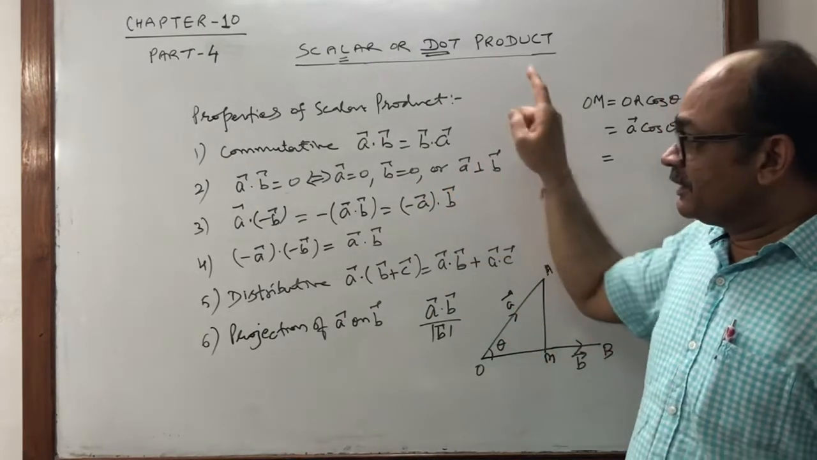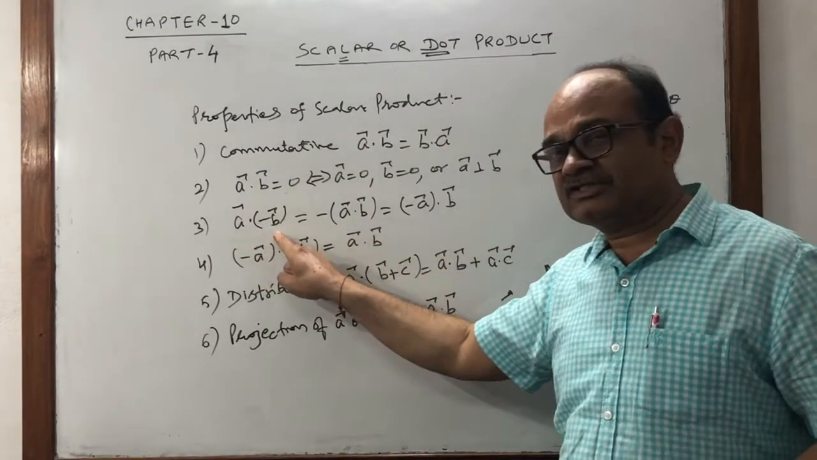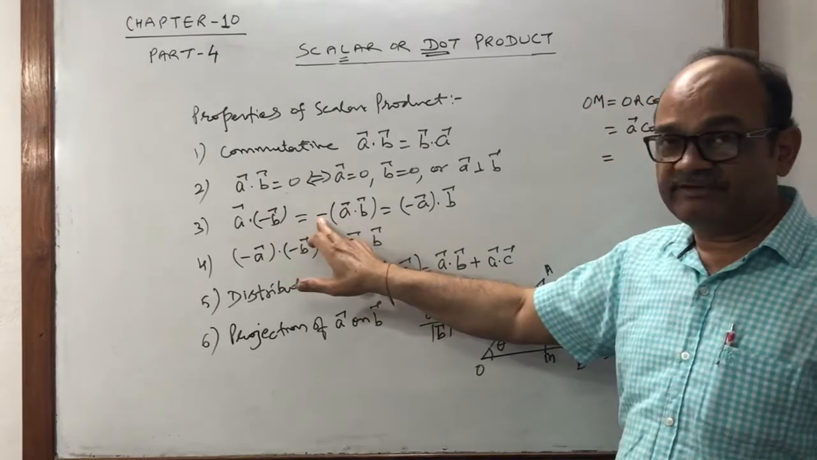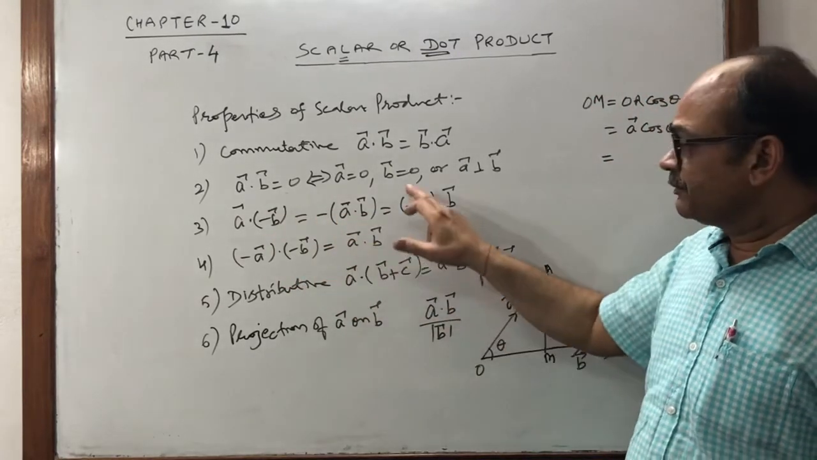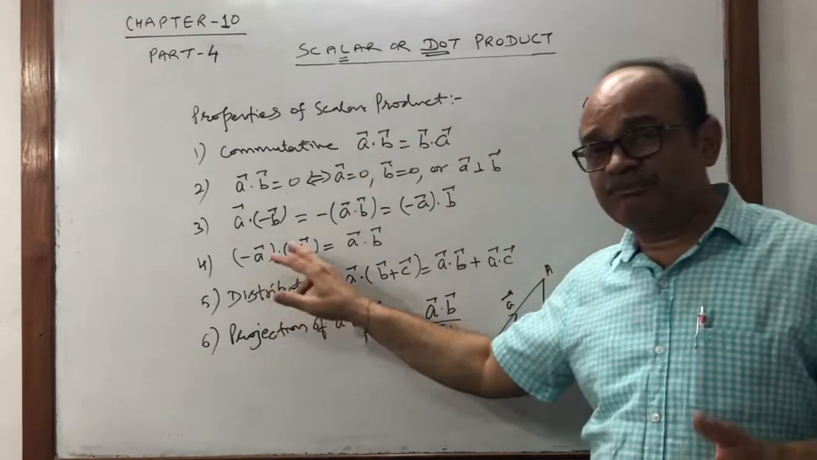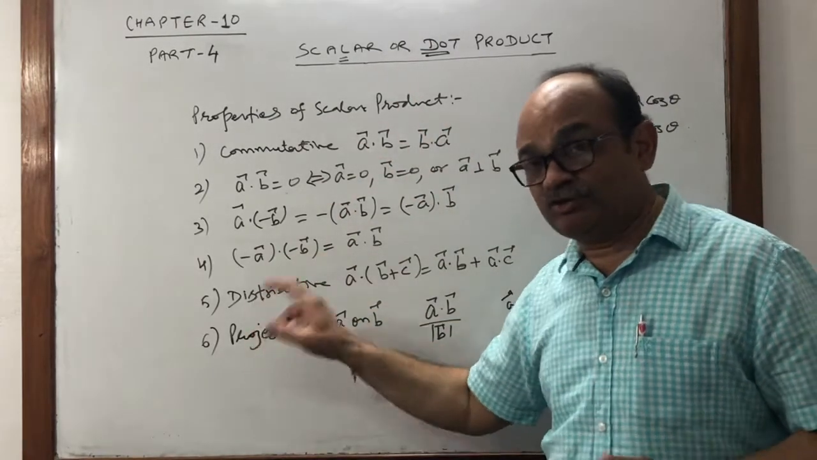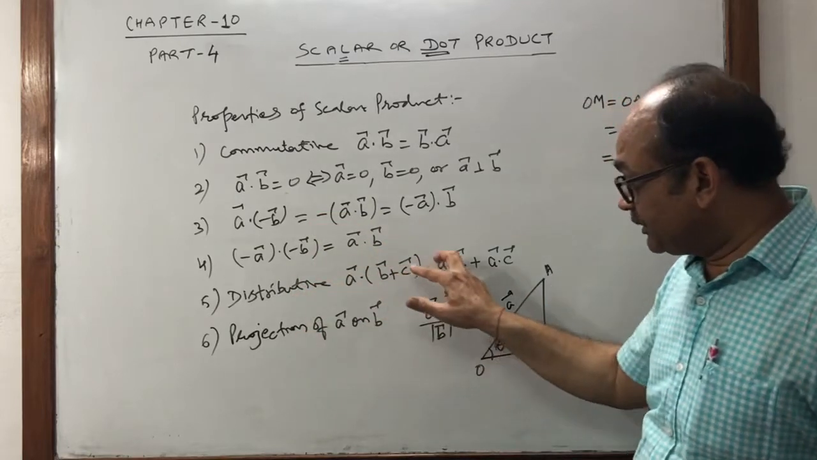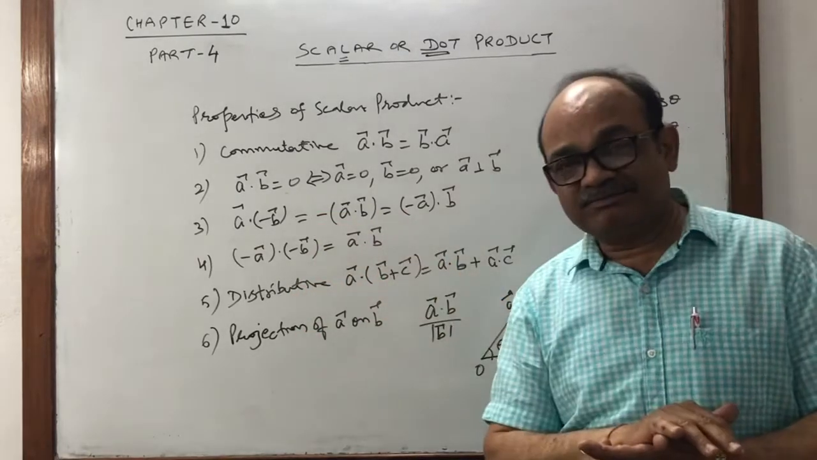perpendicular. Third, A dot minus B: the minus comes out, and it becomes minus A dot B, or we can write B dot A minus B, the same thing. Next, if both are minus, minus A dot minus B, then A dot B remains as it is, because minus minus is plus.